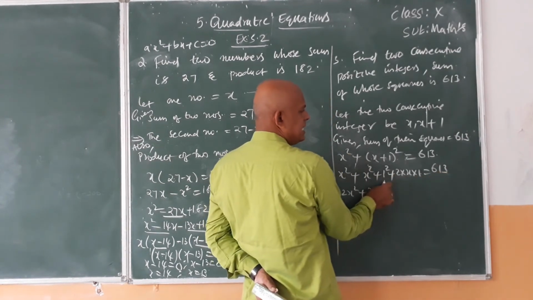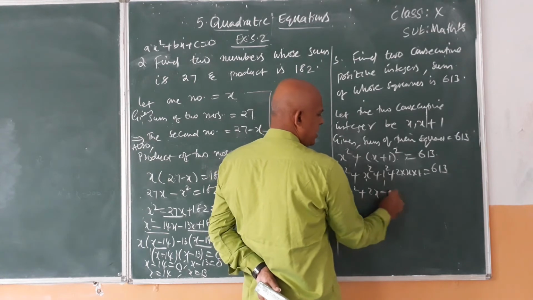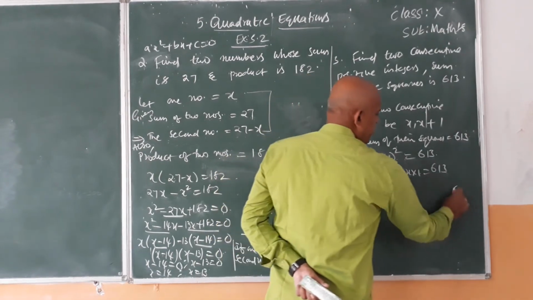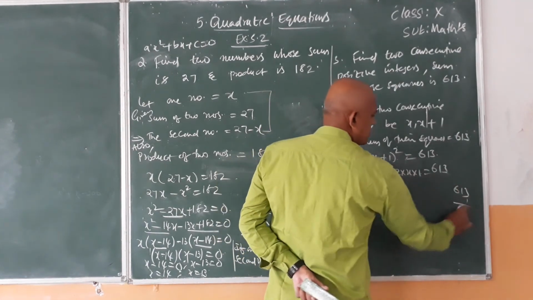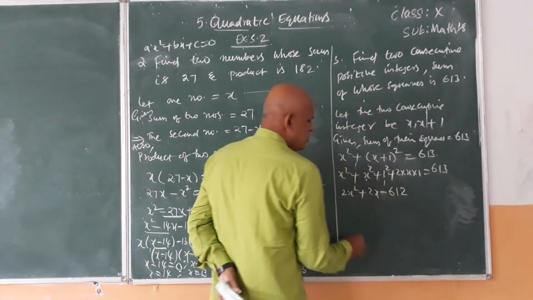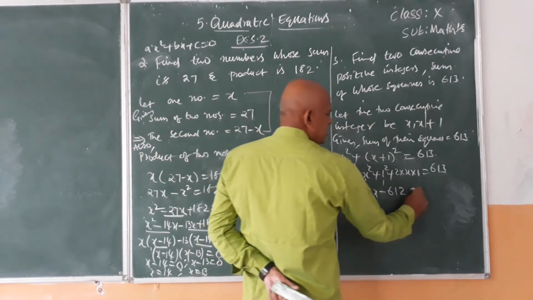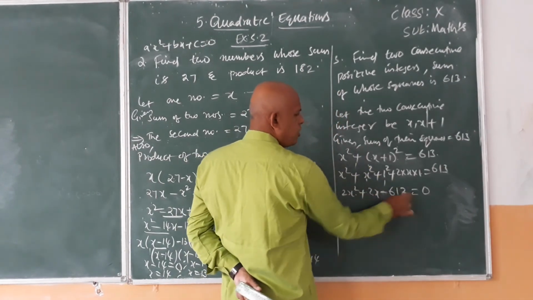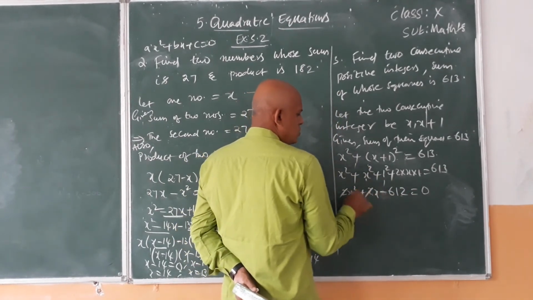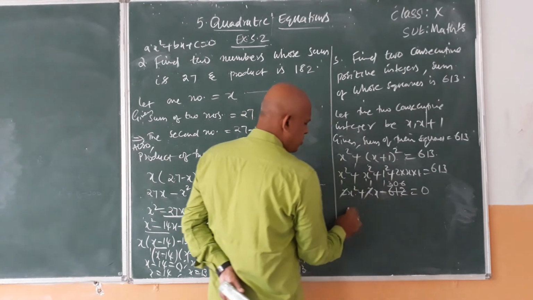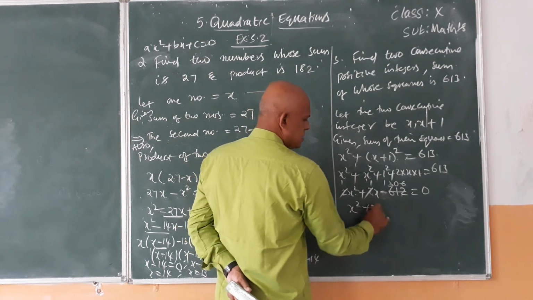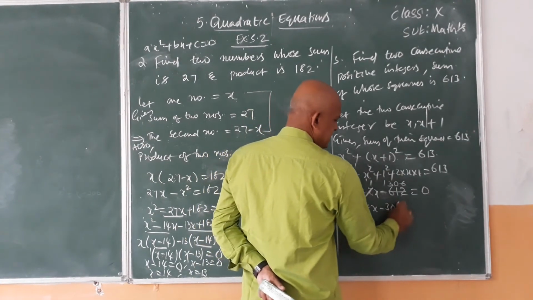Now 613 comes to this side as minus 613 plus 1, and we get minus 612 here. So 2x square plus 2x minus 612 is equal to 0. We can divide all these numbers by 2. Then, by simplifying, we get x square plus x minus 306 is equal to 0.